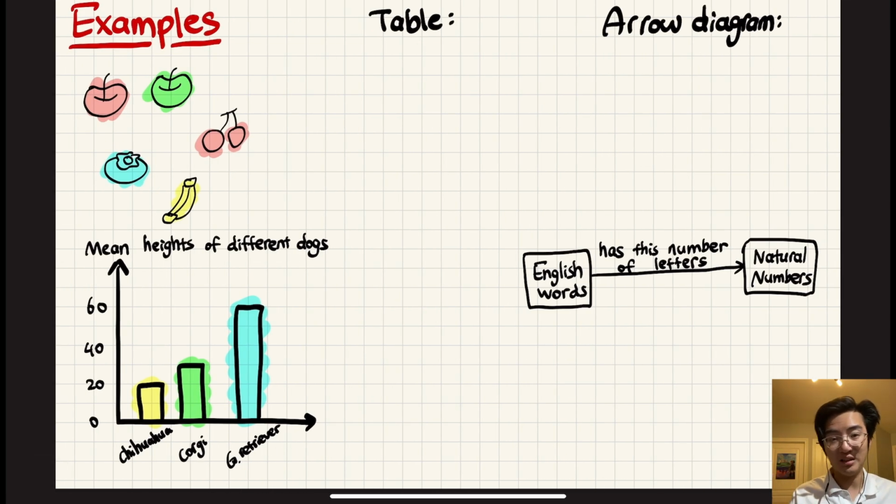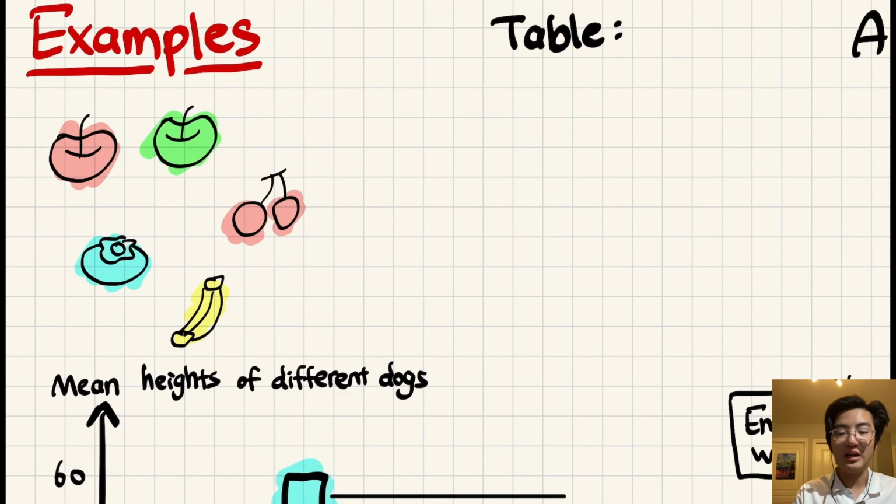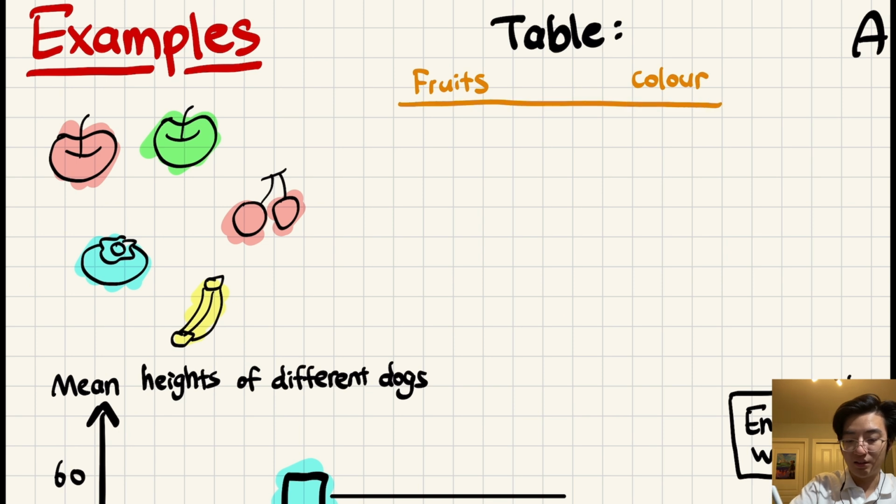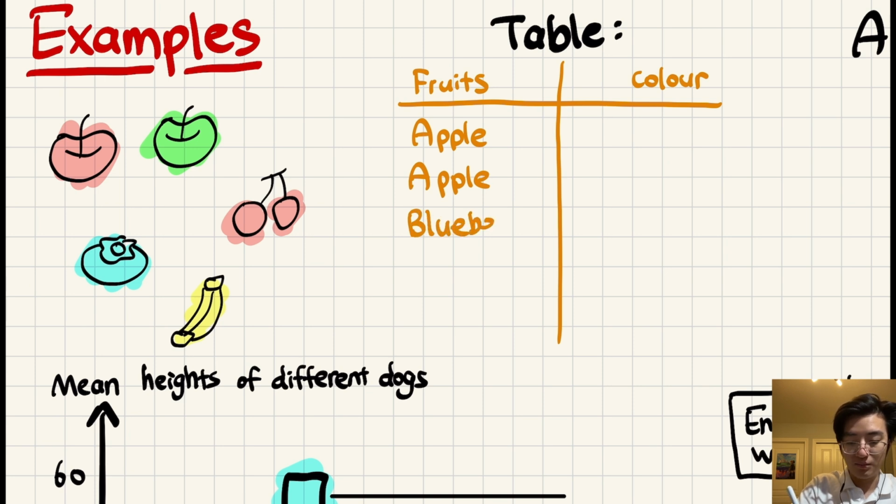So here's what we can do. We can first use a table. We can say on the left we have fruits and on the right we have color. Right? Just a very simple relationship. So let's just do down the middle-ish. So if we have, say, fruit, we have an apple here. We actually have two apples. So apple and apple. We have blueberry, we got cherry, and we got banana.